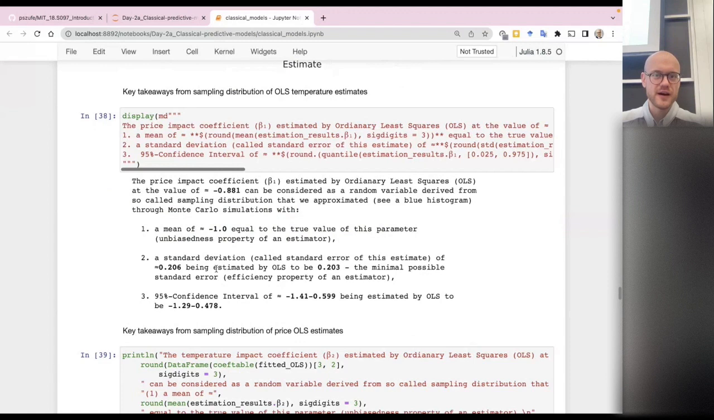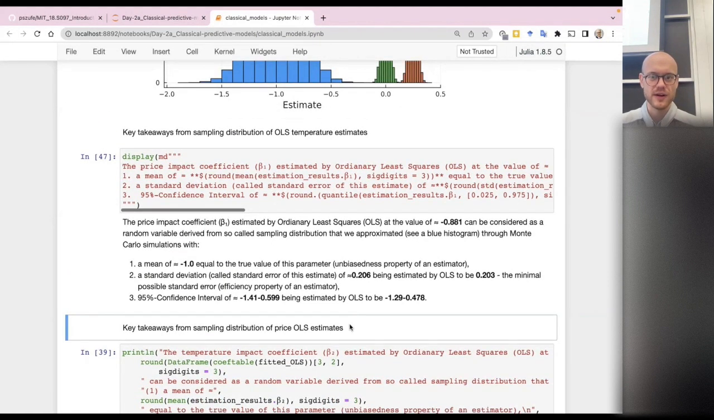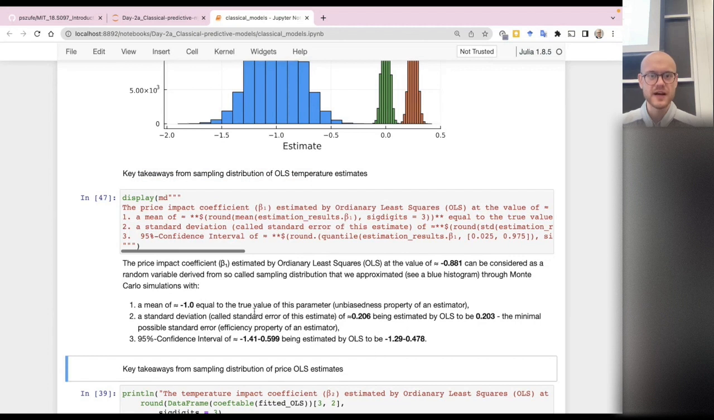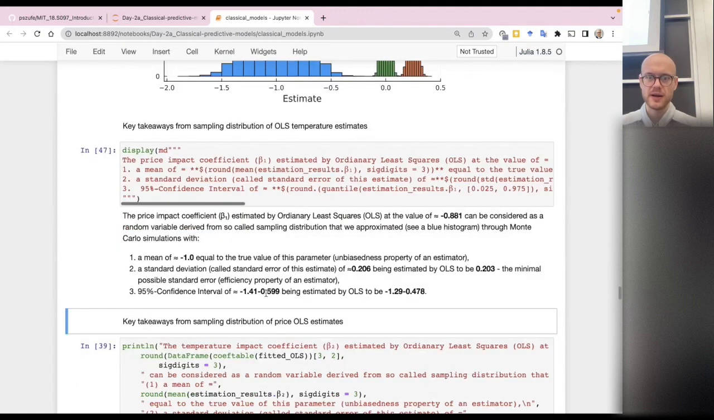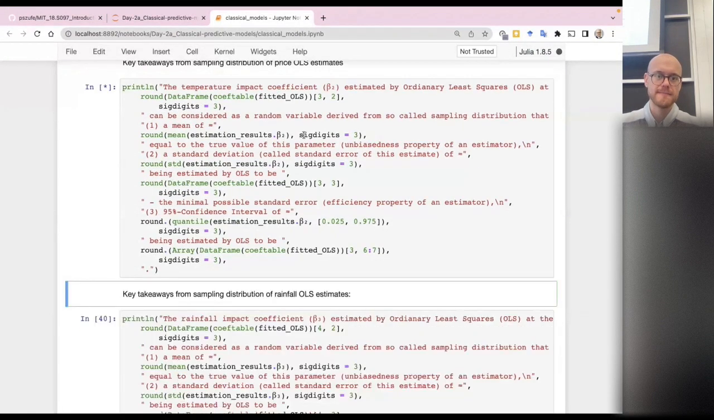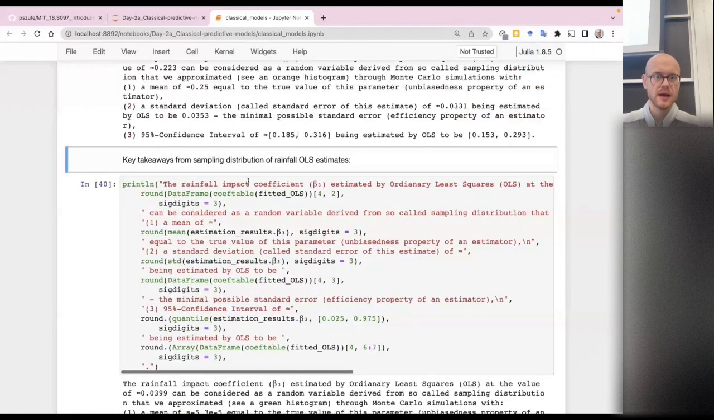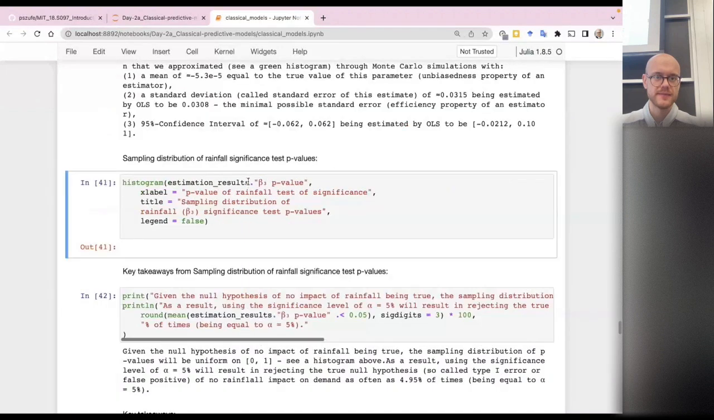And I have outputted some takeaways. They are similar for all variables, and quite similar also to what we have already gone through with correspondence to the intercept. So I will skip that, but feel free to go through it to better understand it.